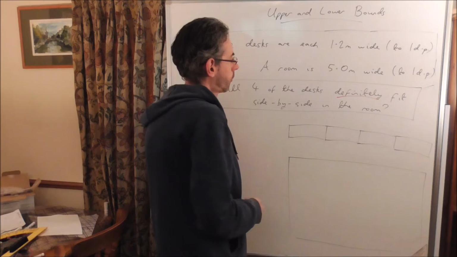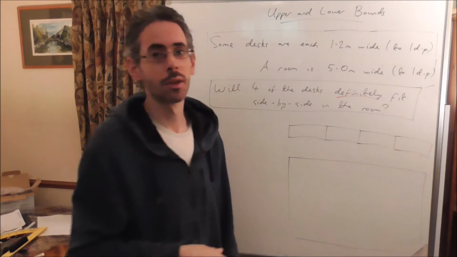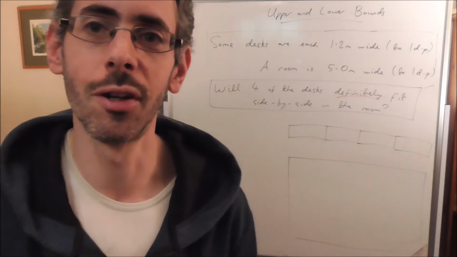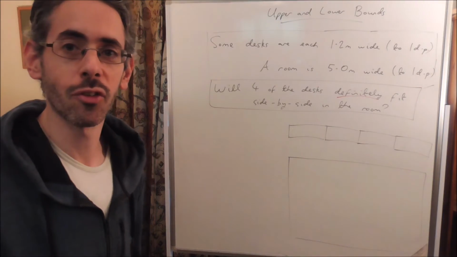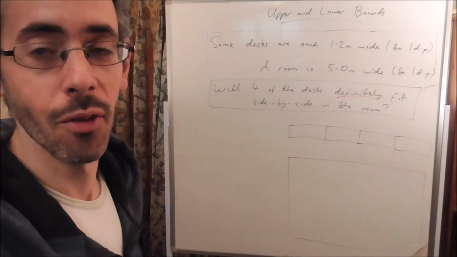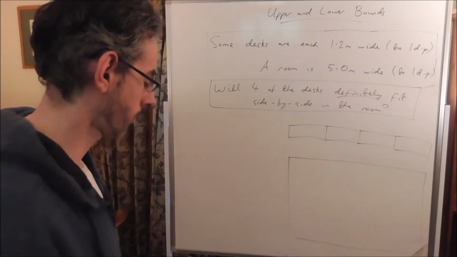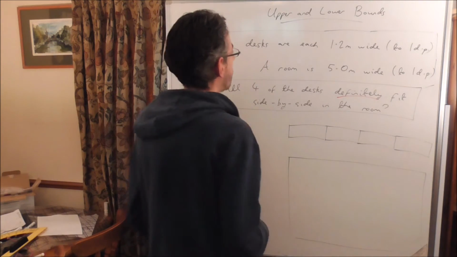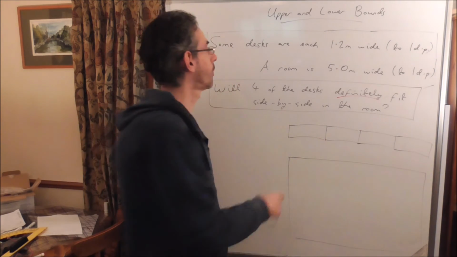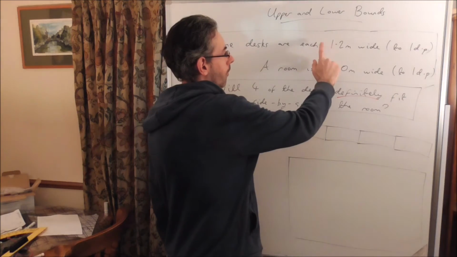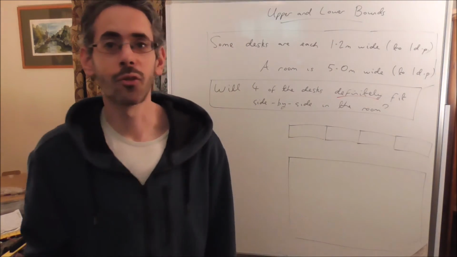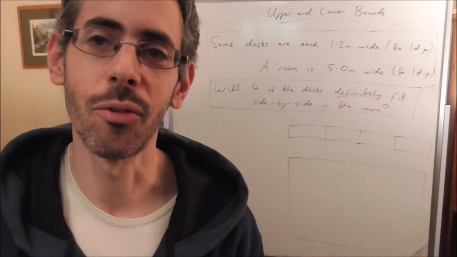If you want to be certain that the desks are going to fit, then you've really got to consider the worst case scenario. You've got to imagine that the desks are as wide as possible and that the room is as small as possible. So it's all about bounds, really. So let's find the upper and lower bound for the width of the desks, and let's find the upper and lower bound for the width of the room.